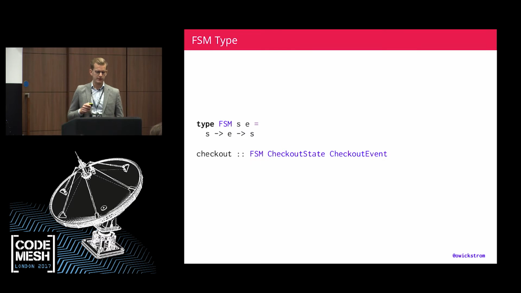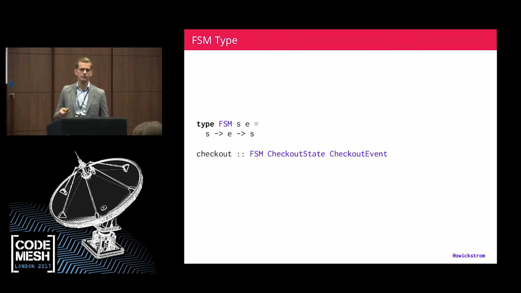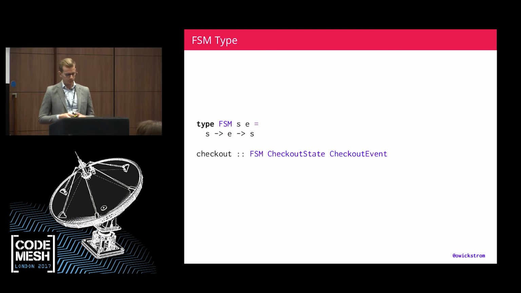And our first attempt at implementing this would perhaps be a function like this, saying that a finite-state machine is a function from state to event to state. And we parameterize that by S and E, so state and event types. And then we go on to define checkout. And yeah, this doesn't look too bad.